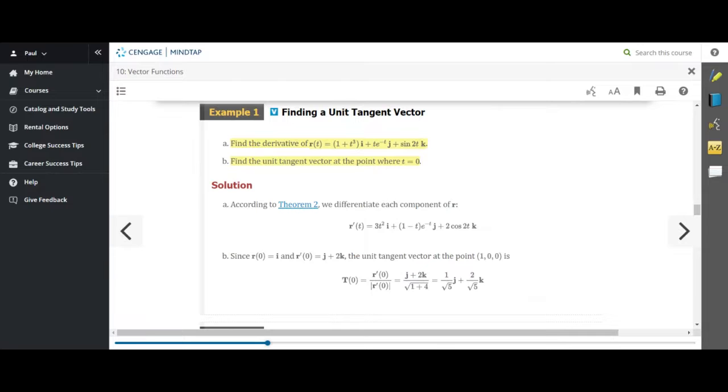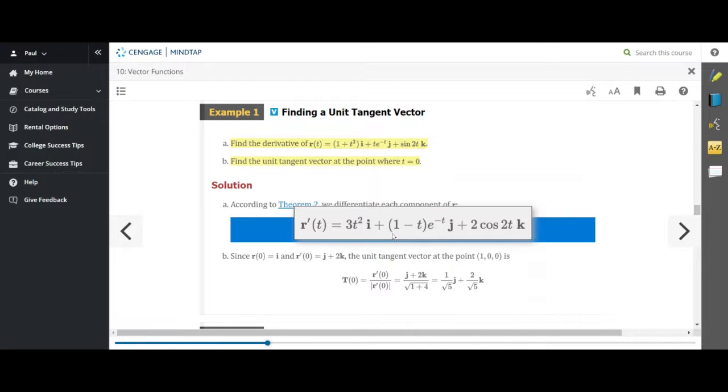So what they do in this example 1 is they have r of t equal to 1 plus t cubed i plus t times e to the negative t j plus sine of 2t k. To find the derivative vector, you just take the derivatives of each of those components, and obviously you're going to be using the product rule to get the derivative of t times e to the negative t, that second component. And for the third component, the derivative of the sine of 2t, you're going to use the chain rule. So now you get r prime of t.